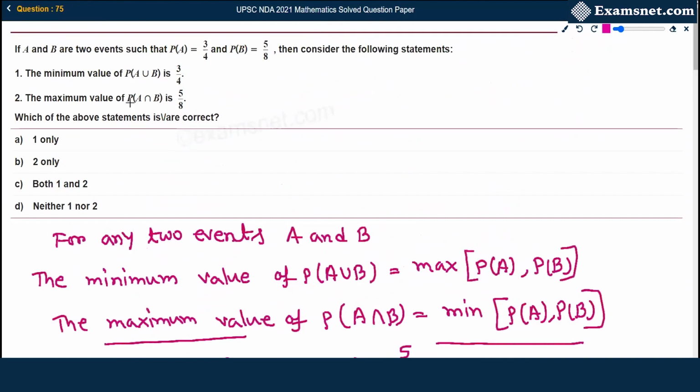Hence, both 1 and 2 are correct. Here option C is the correct one. Both 1 and 2 are correct.